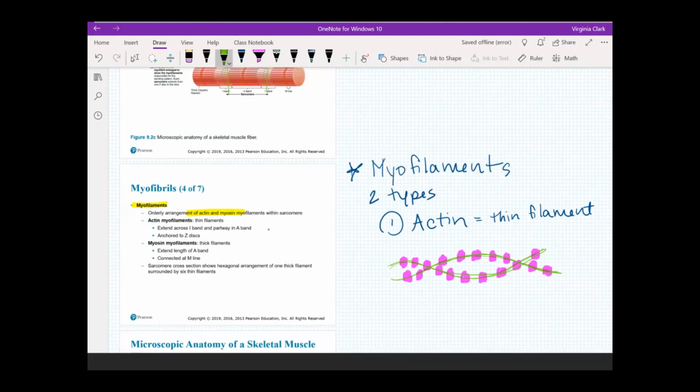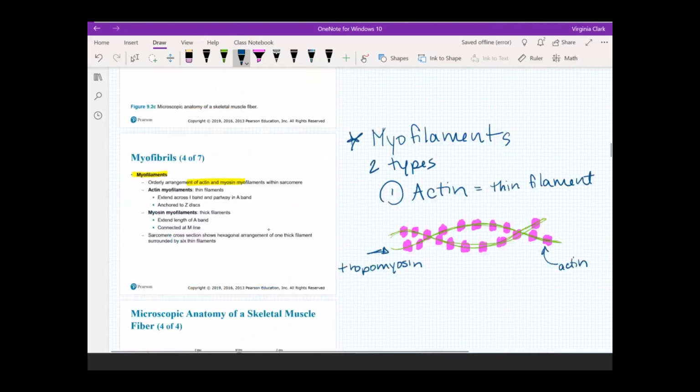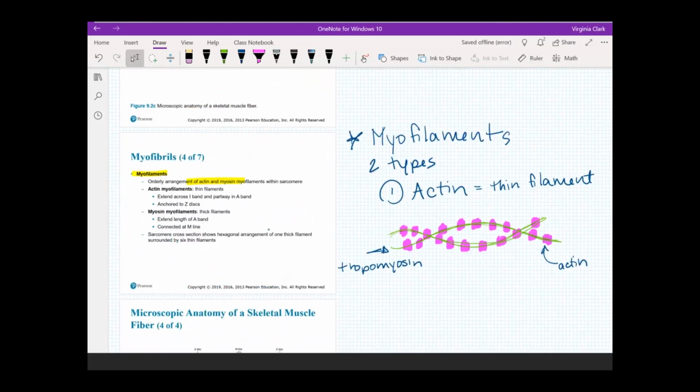Our actin is the little purple things that I drew. This is the actual protein. This is your actin. But what it is attached to is this little rope, and that is called your tropomyosin. So the actin protein is attached to the rope called the tropomyosin. In order to hold your tropomyosin and your actin in place, all along it there are these little anchor points that hold everything together. These anchor points are troponin.